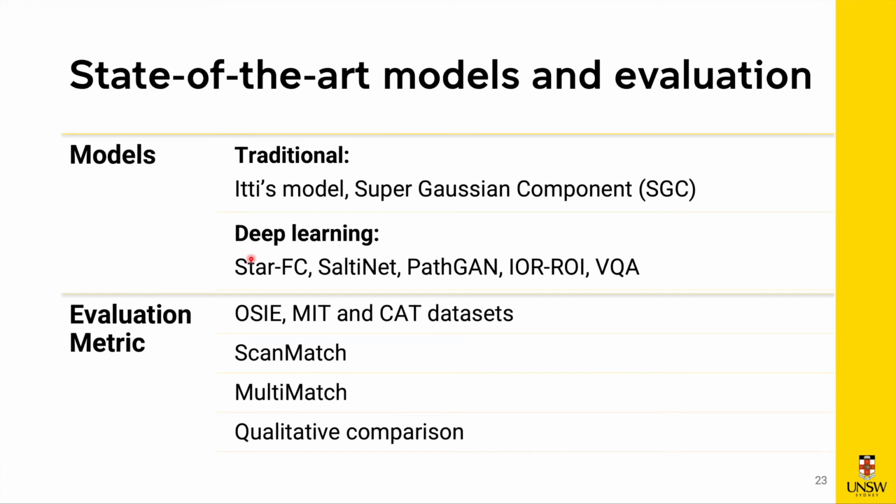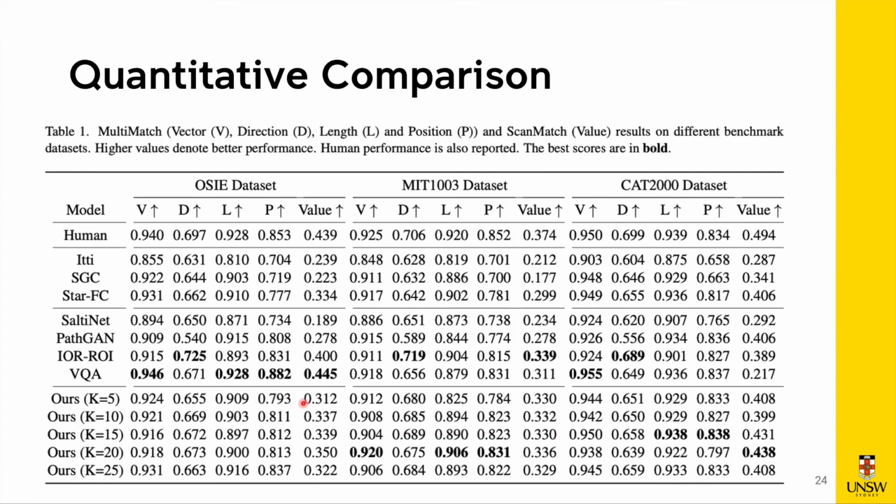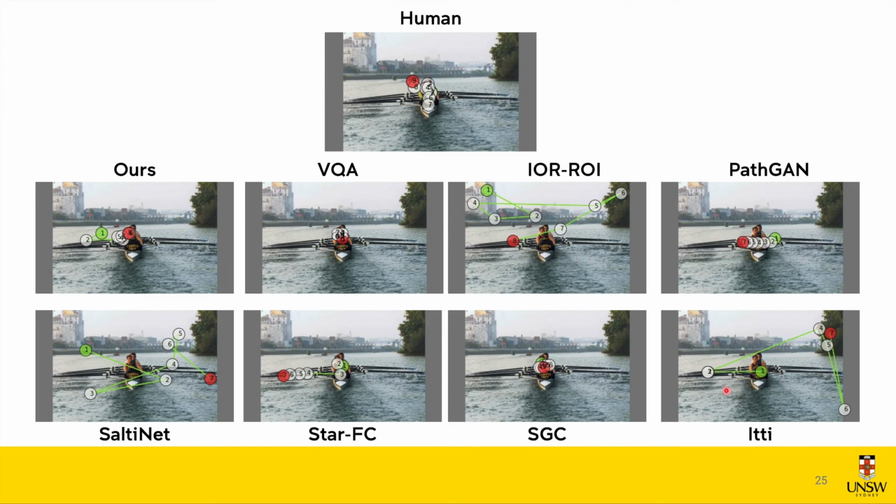Now for the comparison, we evaluated it with different datasets, as well as compared it with different traditional and deep learning models. The datasets that we use are OSIE, MIT, and CAT datasets, and for the evaluation metrics, we use ScanMatch, MultiMatch, and qualitative comparison. Here is a quantitative comparison, a table that you can refer to in the paper for more detail. In summary, our model has close performance to the state-of-the-art on datasets, and it also beats state-of-the-art in several datasets.